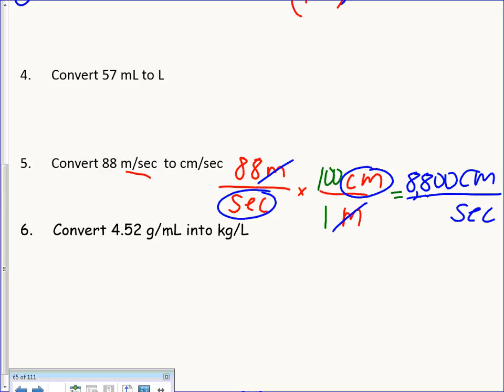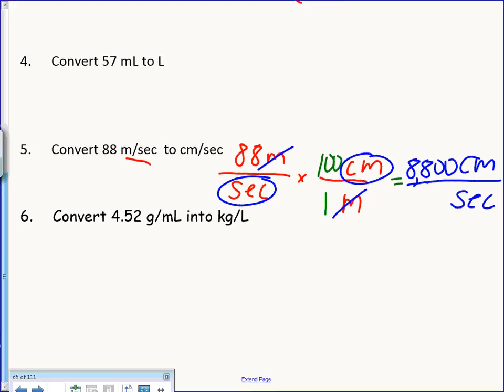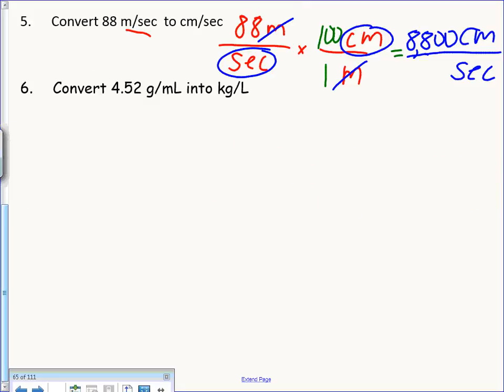You guys do number 6 on your paper. I'll let you get halfway through it and I'll see where you are. The more engaged you stay, the better you'll feel about your homework tonight.